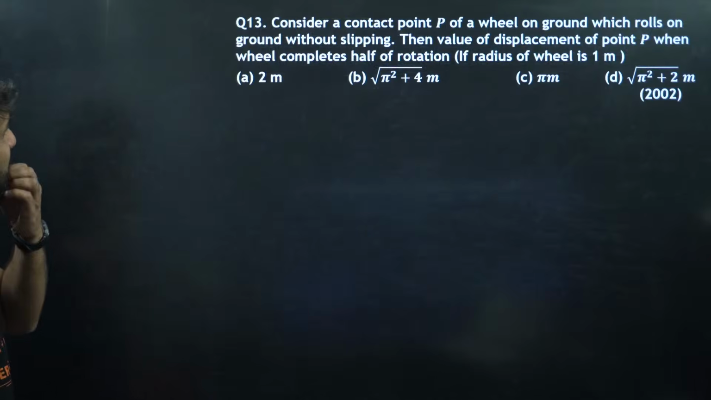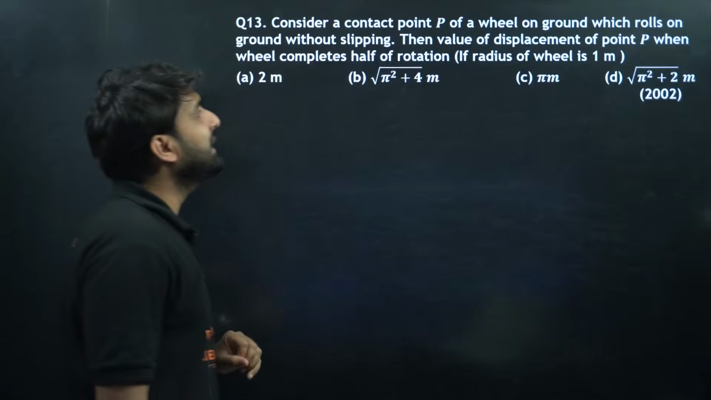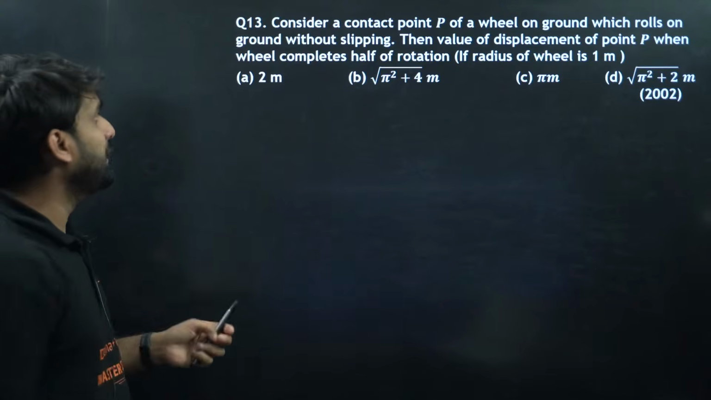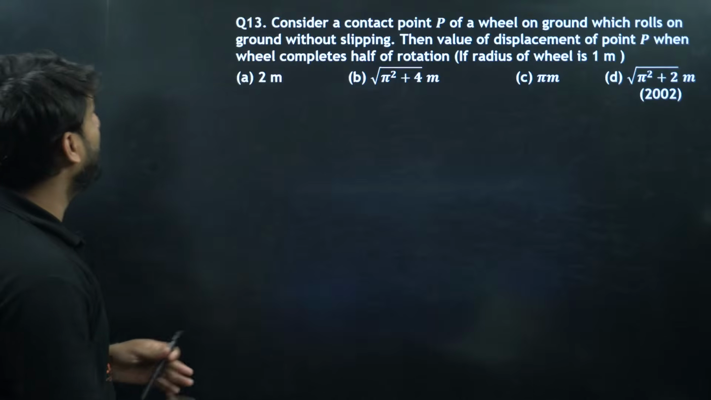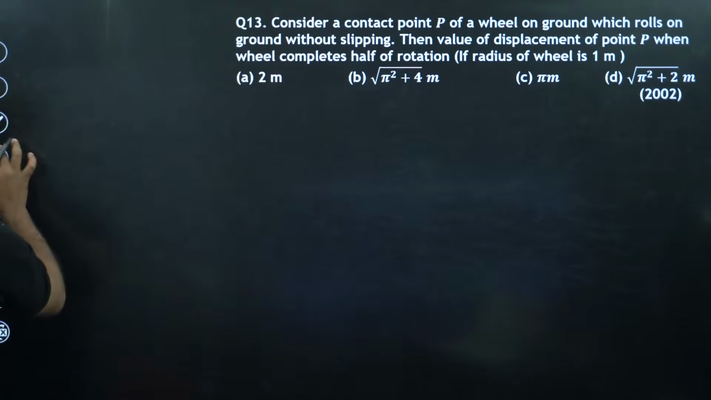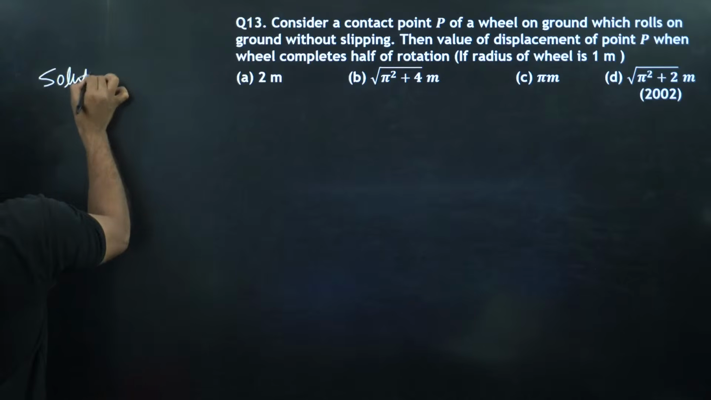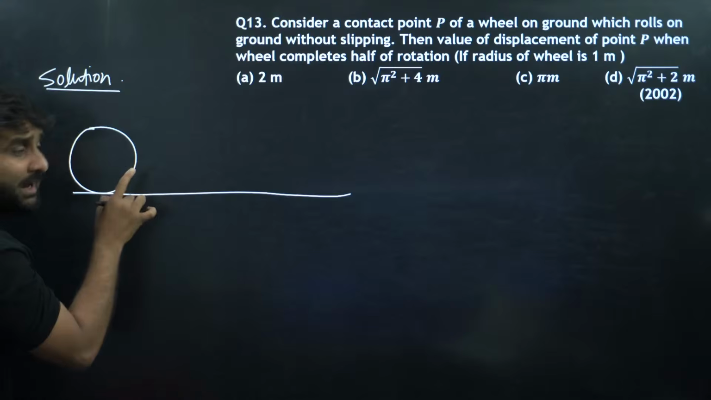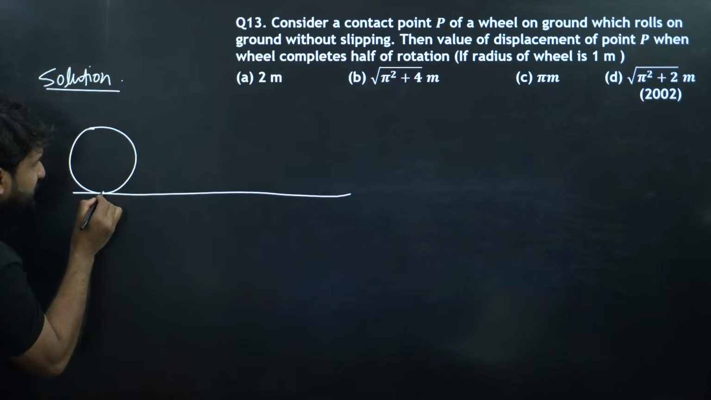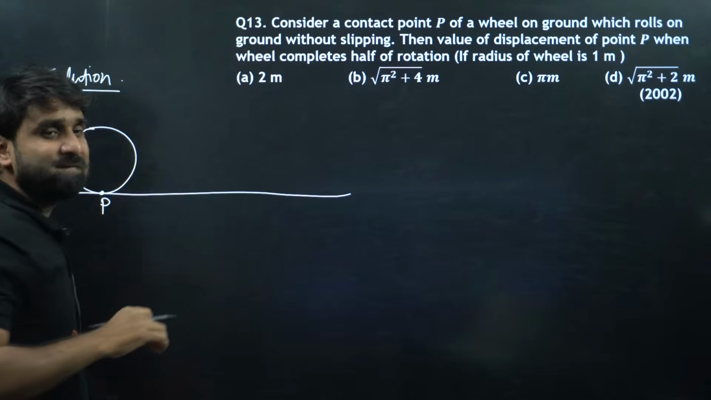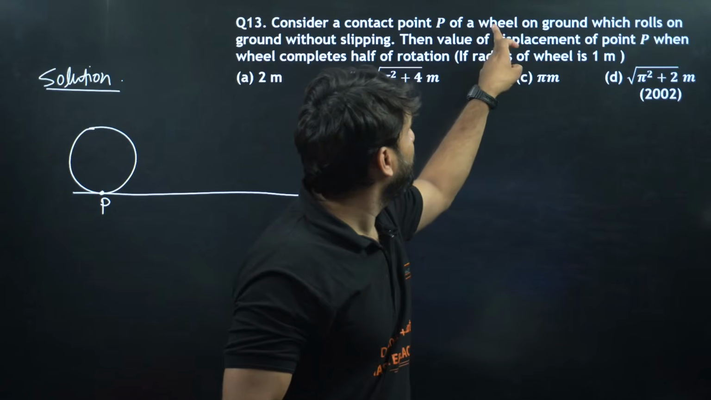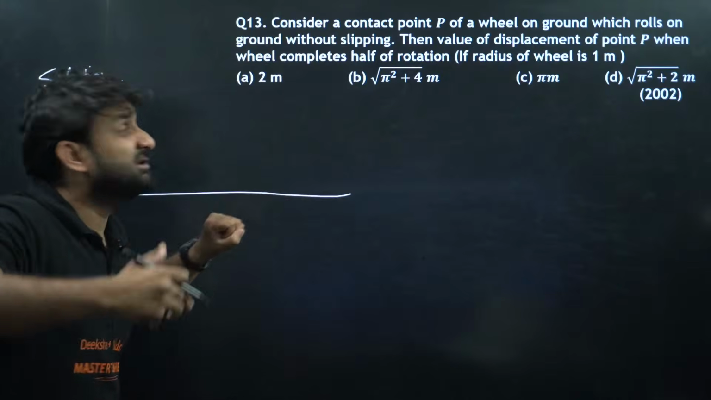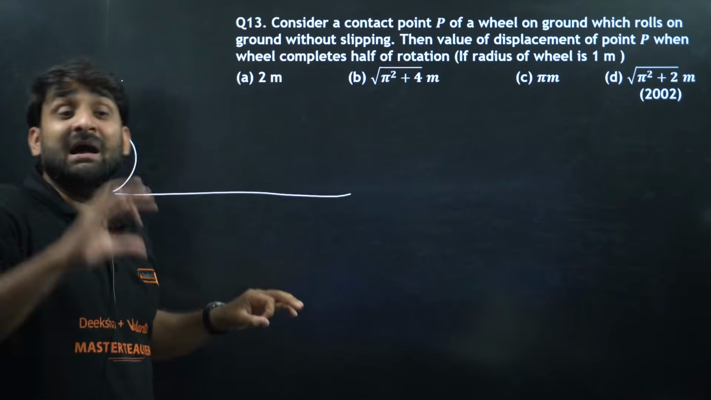Moving to next question, question number 13. Consider a contact point P on a wheel which rolls on ground without slipping. Without slipping means the wheel is rolling. Then find the displacement of point P when the wheel completes 1/2 rotation. Look at the question. There is a wheel, and let's say this is ground. Let's say this point P is in contact with the ground, right? What will be the displacement of point P when the wheel completes 1/2 rotation?